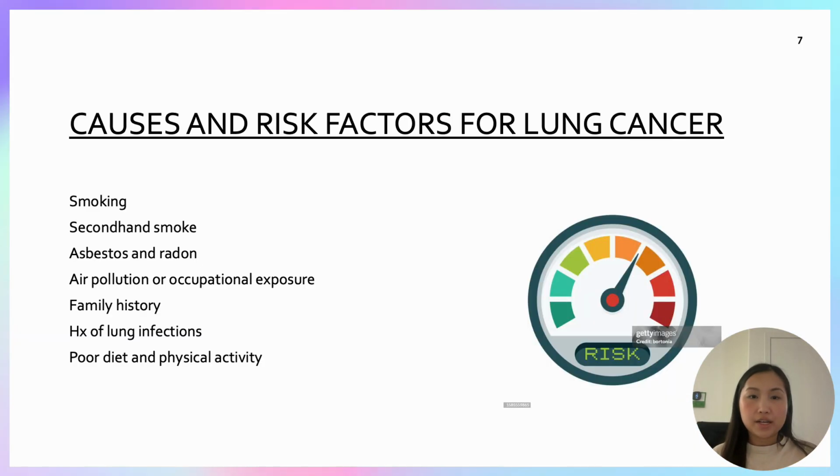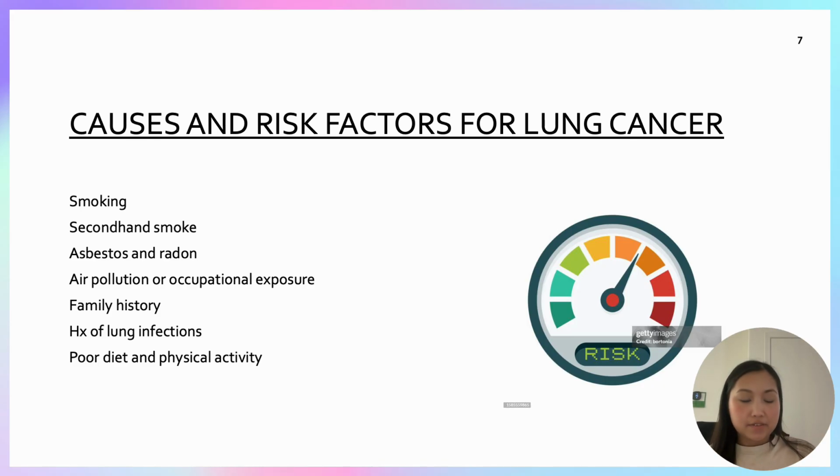So now we're going to get into the causes and risk factors for lung cancer. Smoking, secondhand smoke, asbestos and radon, air pollution or occupational exposure, family history, history of lung infections, poor diet and physical activity can be some risk factors for developing lung cancer. Smoking accounts for 85 to 90% of all lung cancer cases.